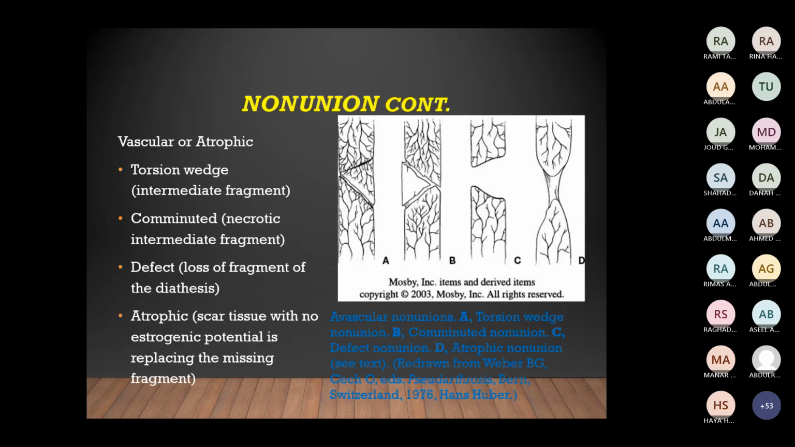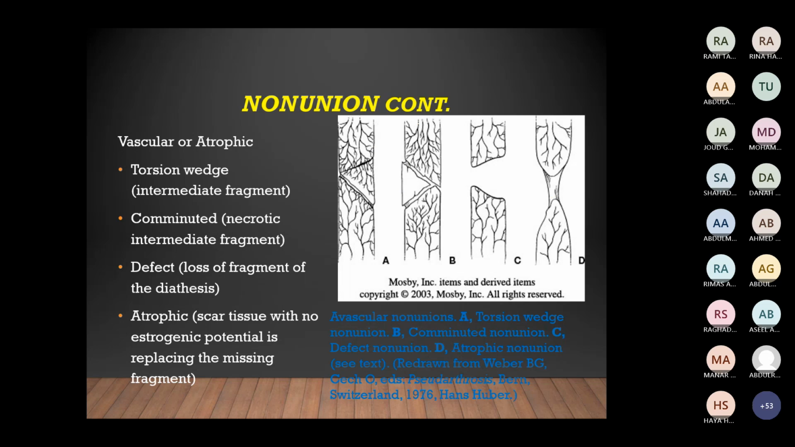Now non-union. These are the different types of non-union. You can see number 8. This is called a torsion wedge non-union. This is called comminuted non-union, this is the defective non-union, and this is the atrophic non-union. Now this is very, very important to remember. If you remember the names, that is enough.